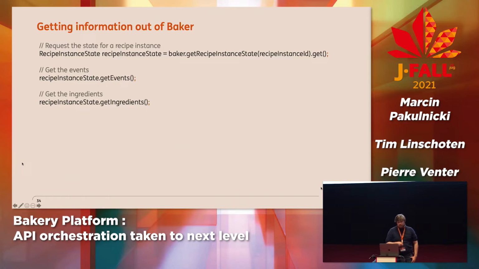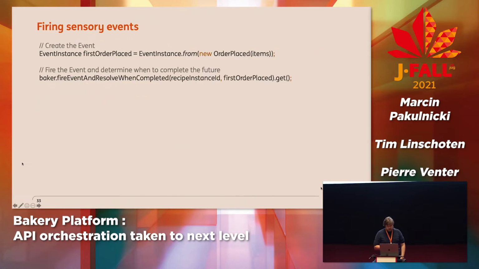And finally, if you have built your API, you probably need to give something back in your response, so you can get the information out of baker, the baker runtime, to just get the recipe instance state for your recipe instance ID. You can get the events and ingredients, so that's all the data and all the happenings, and you can determine your API return code and your body depending on this. Maybe good to mention, the fire event and resolve when completed also returns in the completable future all events and ingredients that happen. So if you write it correctly, you don't have to really do the gets themselves.